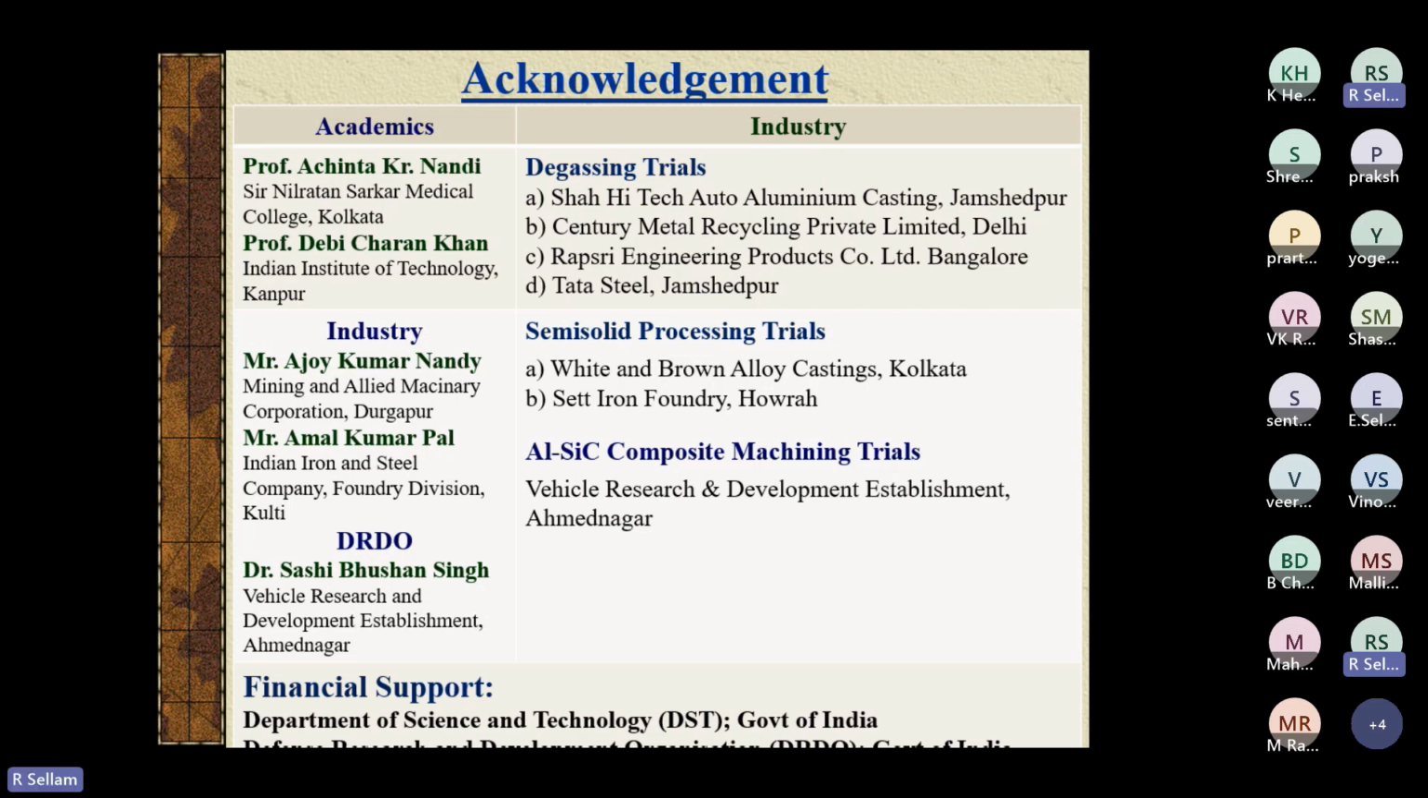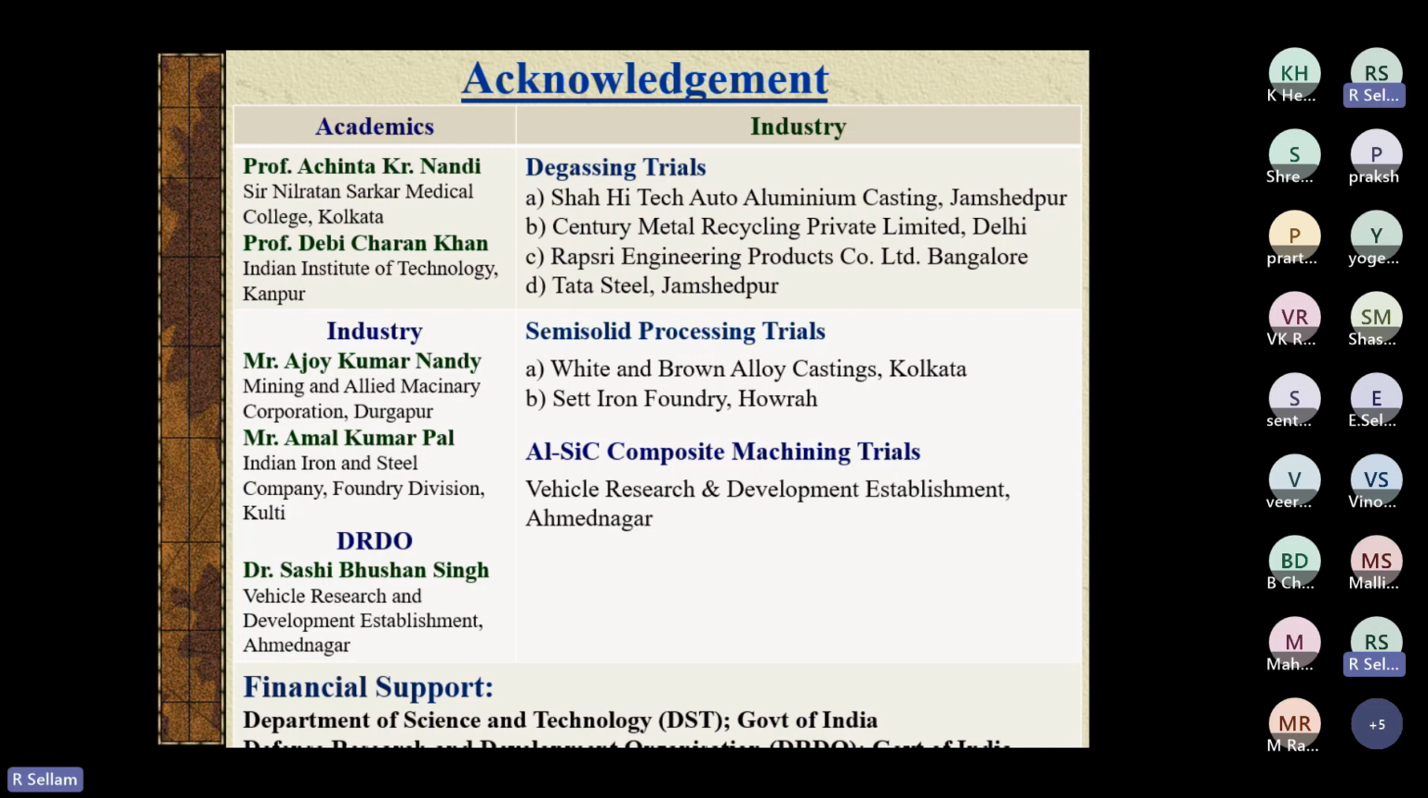Then from industry, my uncles are there: Mr. Ajay Kumar Nandi, with MIMC Durgapur, and Mr. Amal Kumar Pal, in an iron and steel company, foundry division, Kulti. That is why I have been infatuated with the foundry side. And on the DRDO side, Dr. Shashi Bhushan Singh helped me a lot during my aluminum silicon carbide composite machining trials. He used his premises to give me the composite making at the laboratory.